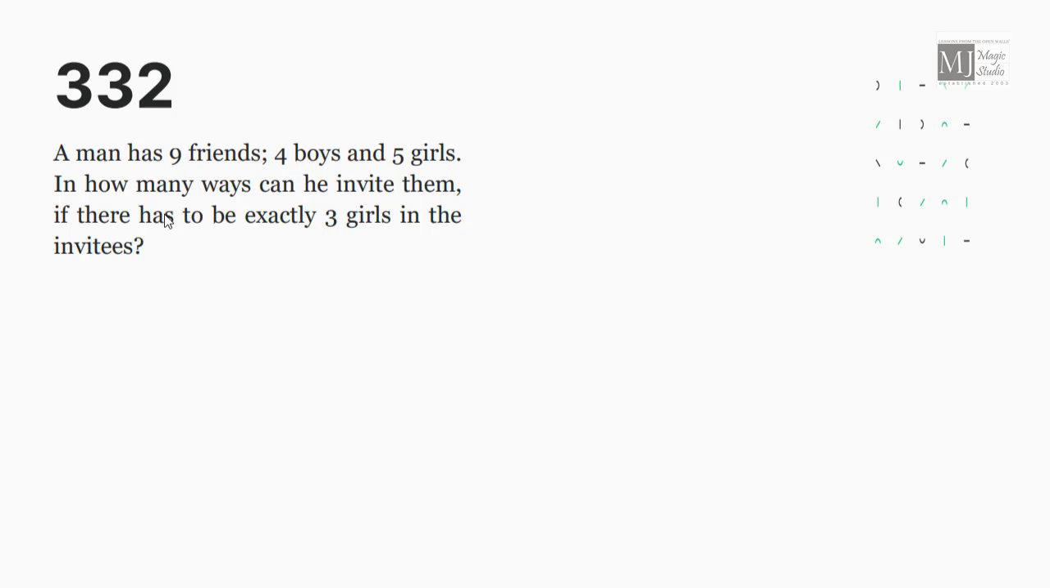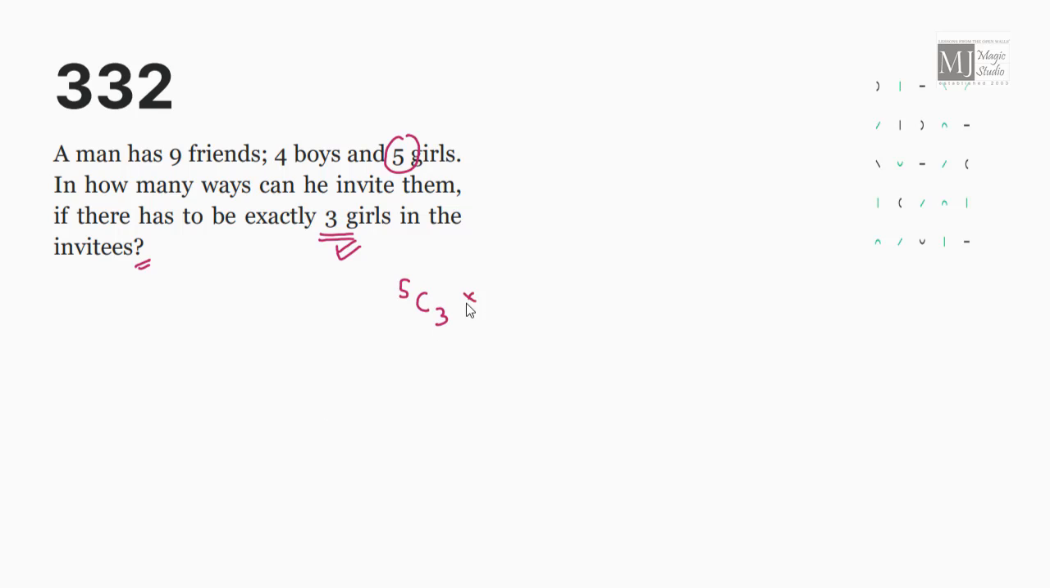A man has 9 friends, 4 boys and 5 girls. In how many ways can he invite them if there has to be exactly 3 girls in the invitees? First thing is for sure, out of 5 girls, only 3 need to be invited. So he may select these 3 girls in 5C3 ways.